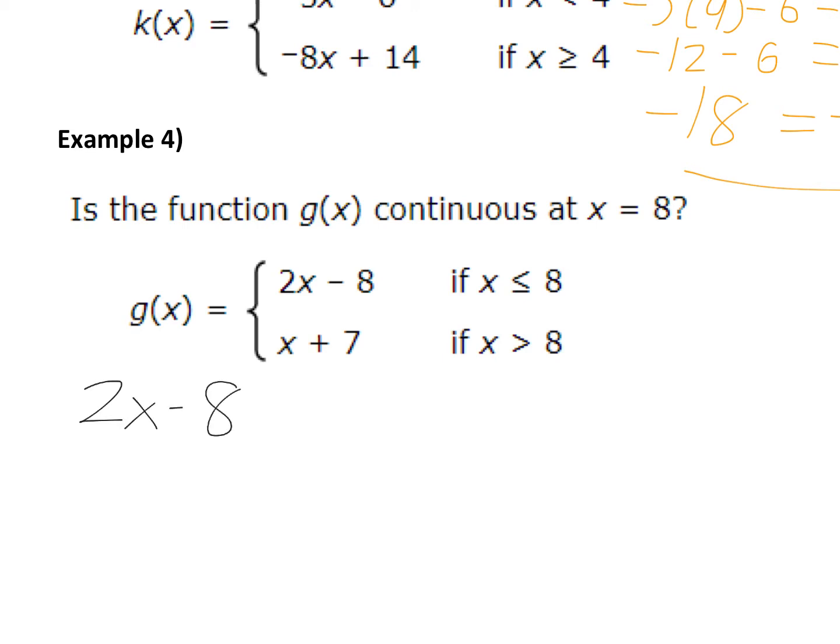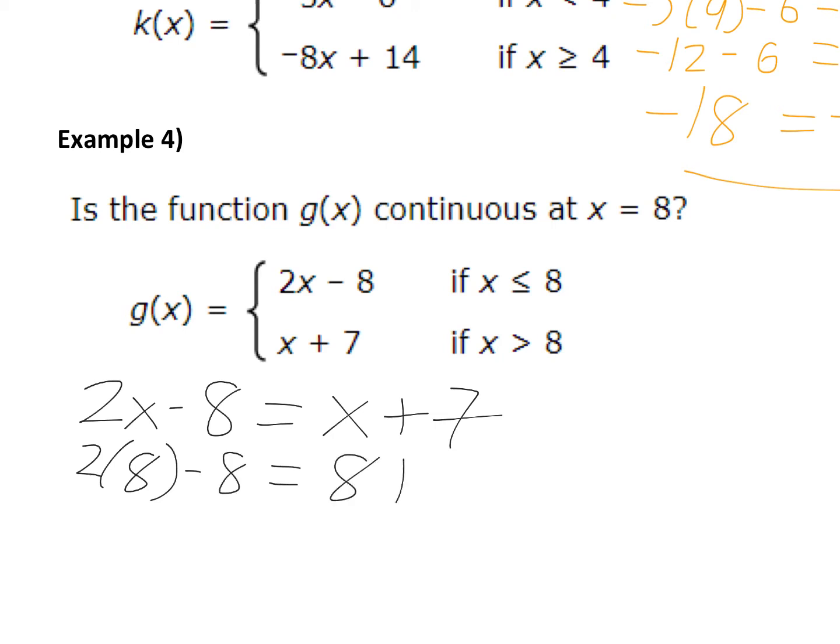2x minus 8 is equal to x plus 7. Well, we're now going to plug in for a desired value of x equals 8. So 2 times 8 minus 8 is equal to 8 plus 7. 2 times 8, that's 16, minus 8 is equal to 15.